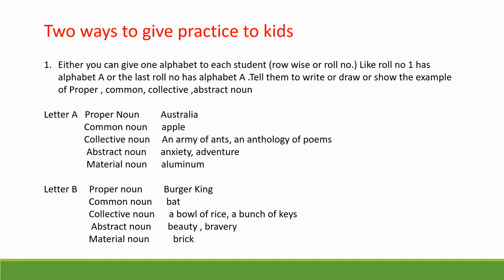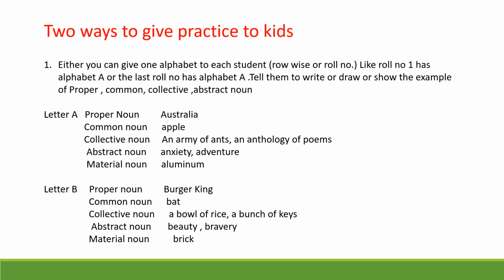So first they are taking letter A. With letter A, they are going to tell you an example of proper noun. They can think about any country whose name starts with letter A, for example, Australia. Common noun with letter A, apple. Collective noun with letter A, an army of ants, an anthology of poems, right? Now abstract noun, anxiety, adventure. Material, if you are telling, then aluminium.